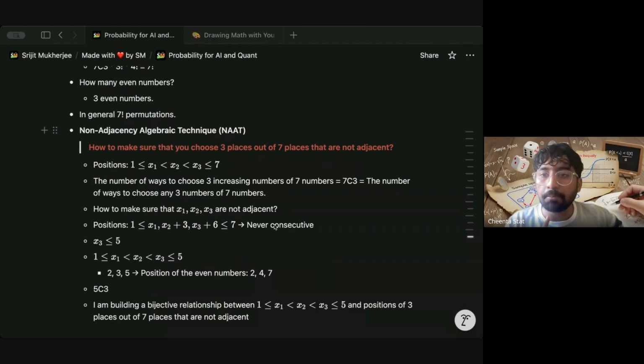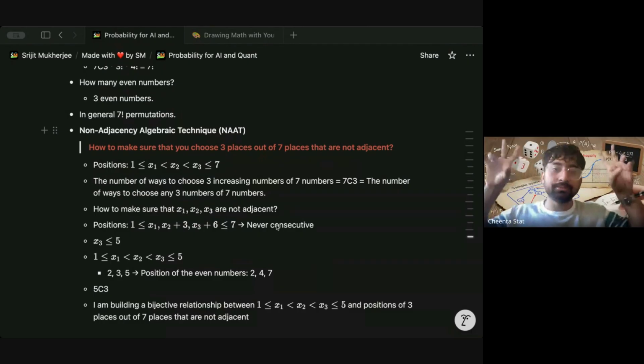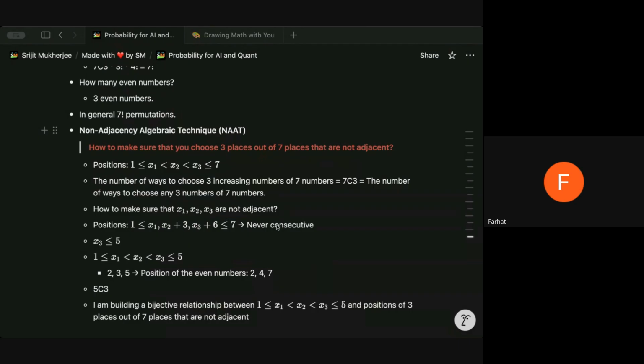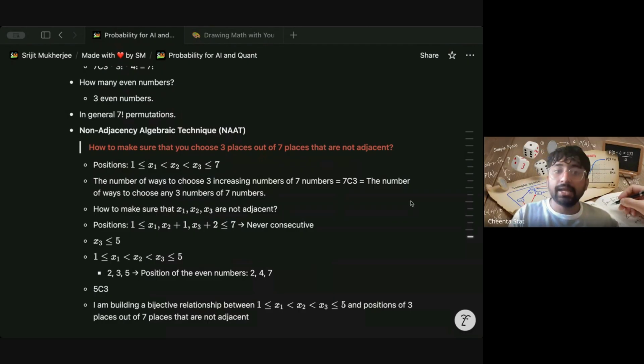Makes sense, guys? This is a very important strategy. Whenever there is an adjacency concept, you can always use this position idea. Something new. Thank you. Any questions, guys? All good? New concept? Can you write a boom in the comment box if you like this problem, this new idea?